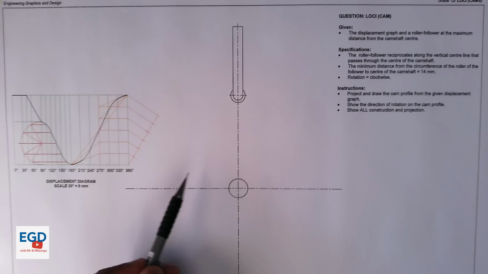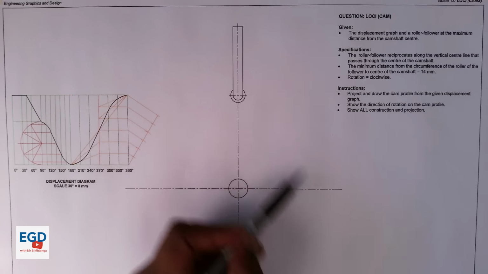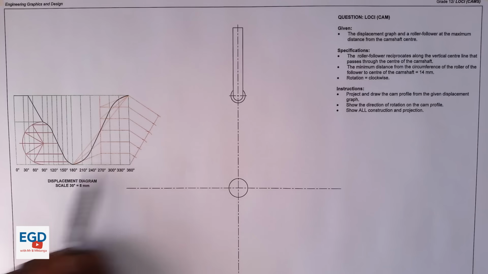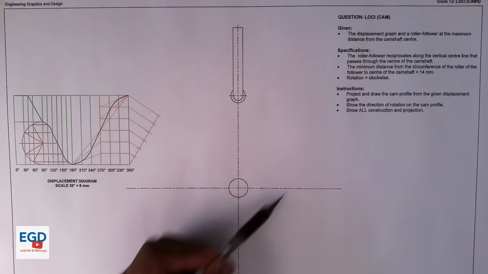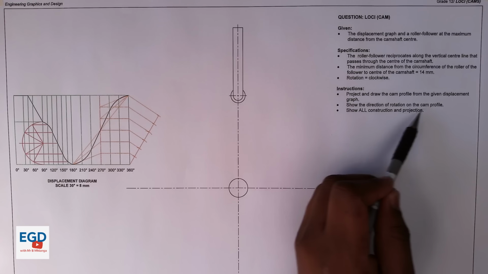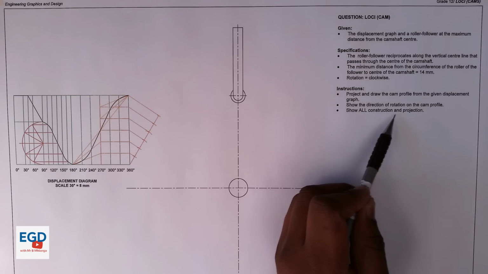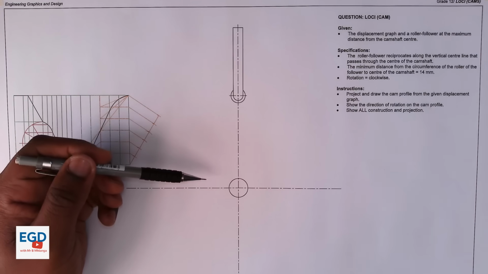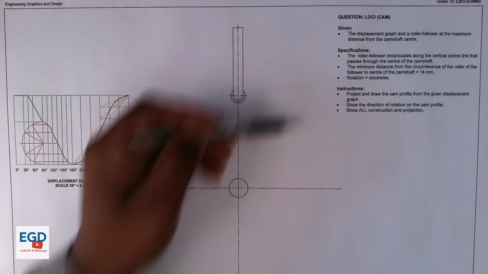So to come up with the cam profile, I have to use this graph here. I'll project all the points to this section here. I'll have to show the direction of rotation on the cam profile, and show all construction and projection. So I'll start by drawing those lines.